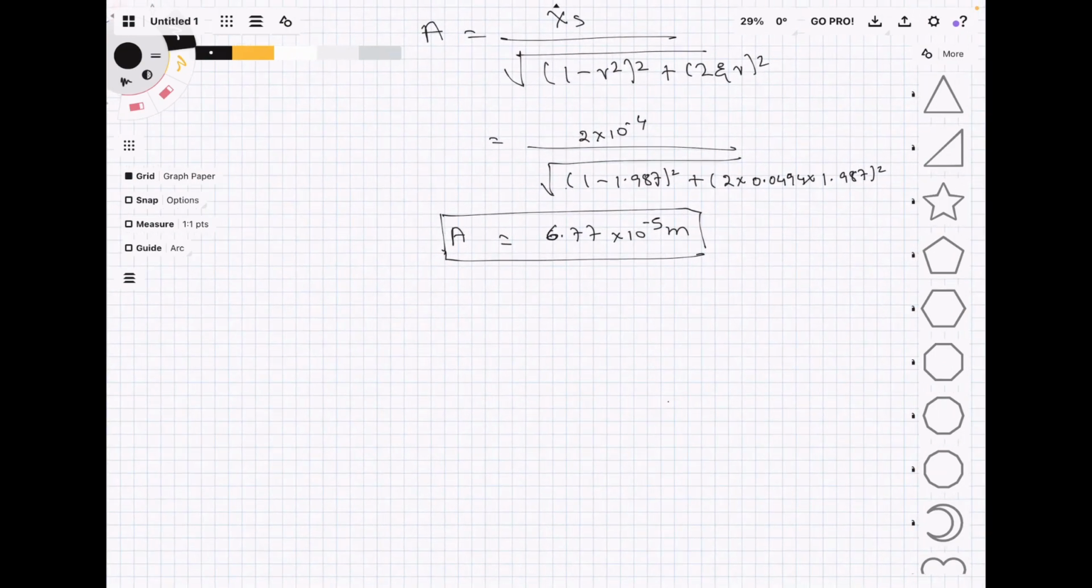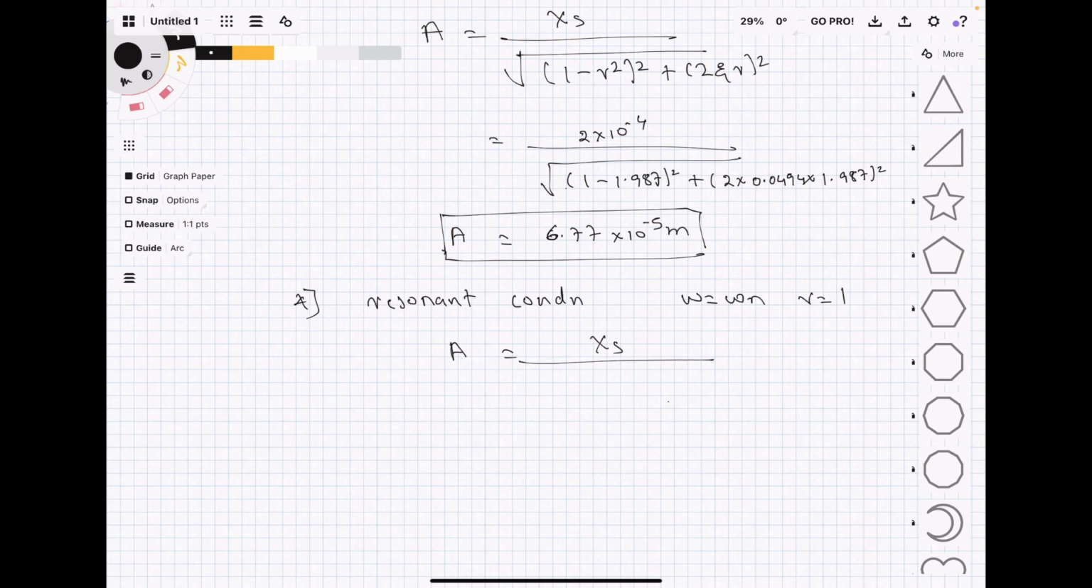Next we need to go for the resonant condition. In this resonant condition, omega is equal to omega n, which means that R is equal to 1. So we had the formula A is equal to XS upon square root of (1 minus R square) the whole square plus (2 zeta R) the whole square.